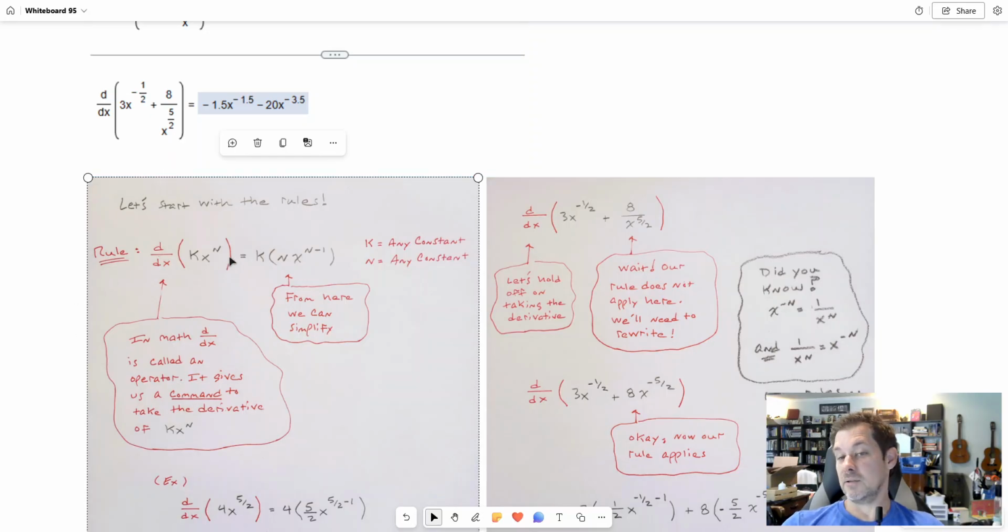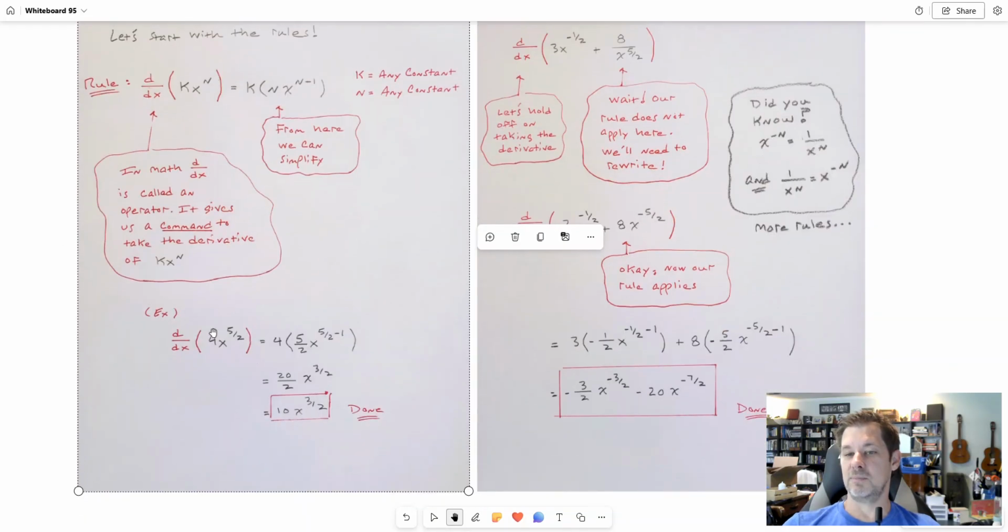All right, now, so I got a rule that applies to that. Let me give you a quick example of just this rule. Does this rule apply to this? Does it apply to finding the derivative of 4 times x to the power 5/2? I don't see why not. It says to find the derivative of a number times x to some power, any number. So yes, that rule would apply.